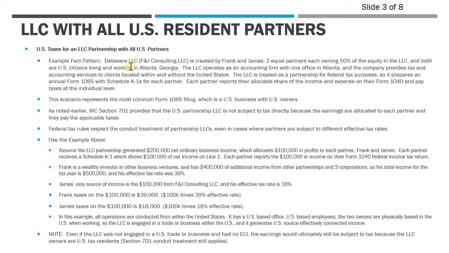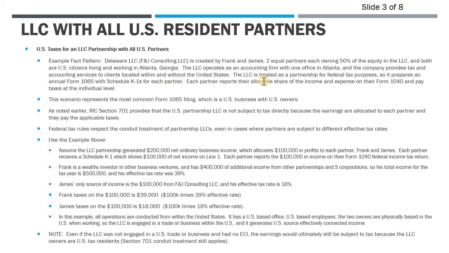So in this fact pattern, we've got a Delaware LLC, FNJ Consulting LLC, created by Frank and James. They're two equal partners. They've each got 50% of the equity, and they're both U.S. citizens living and working in Atlanta. So the LLC is an accounting firm that has an office there. They're two owners. They live and work in Atlanta. All of their business is there, right? So what does that look like when they go to prepare their tax return?